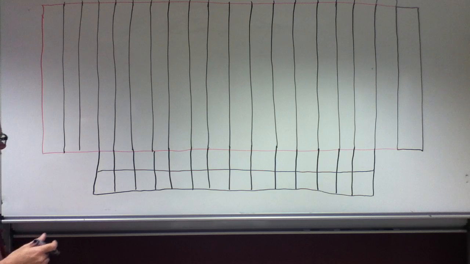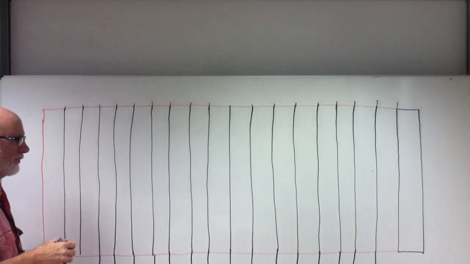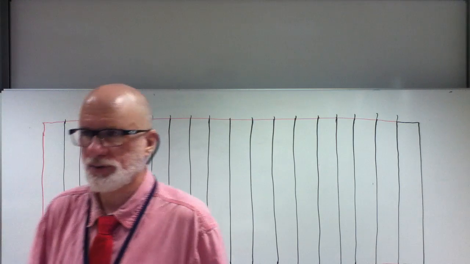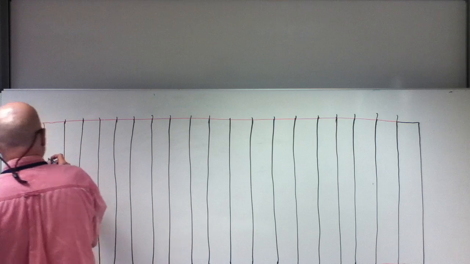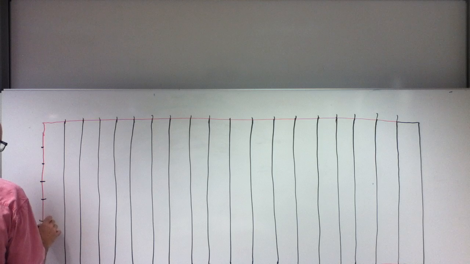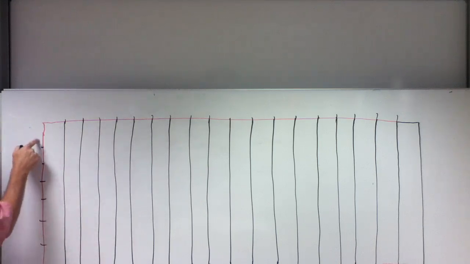Okay. So, now, I want you to put 7 rows, okay? 7 rows. 1, 2, 3, 4, 5, 6, 7. Okay?